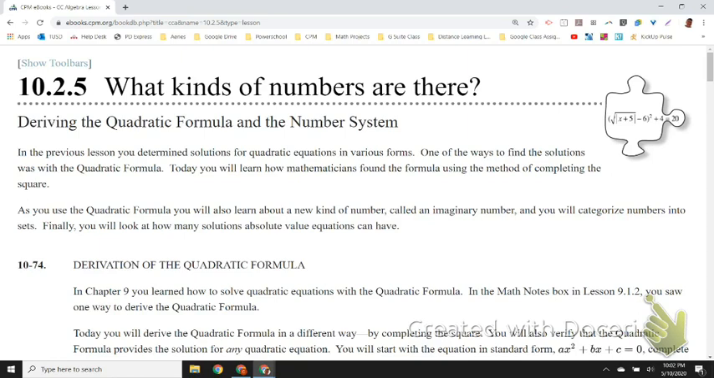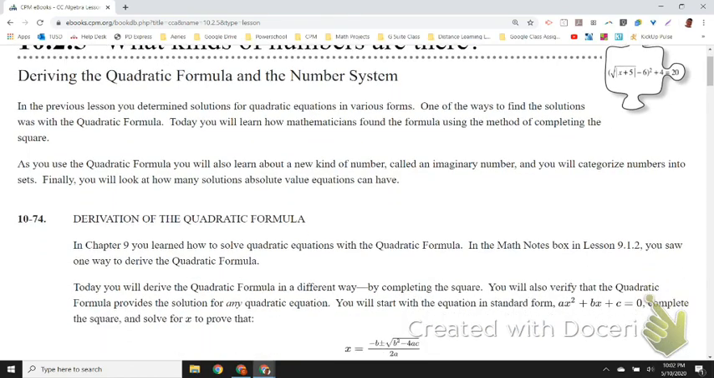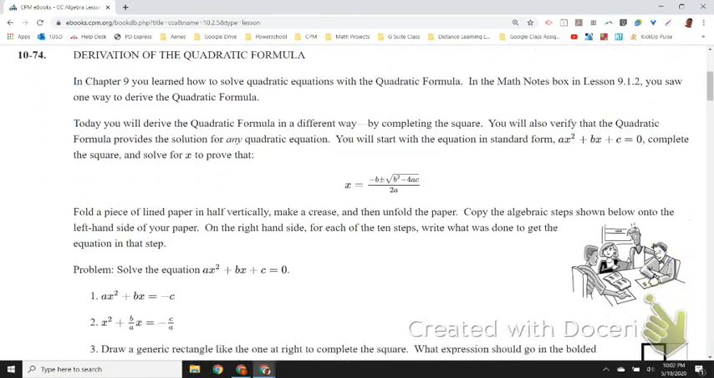Alright, so let's just jump right into it. We're going to look at 10-74. We're going to see how they came up with this equation of the quadratic formula. So you remember the equation by now, right? It's right there. X equals negative b plus or minus square root of b squared minus 4ac all over 2a. But how do we get that?